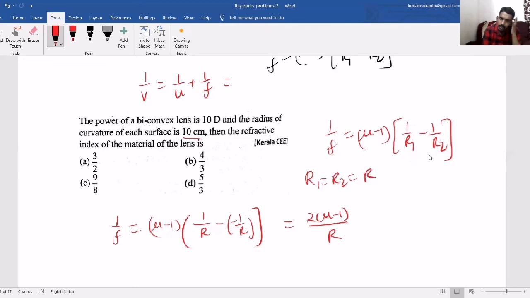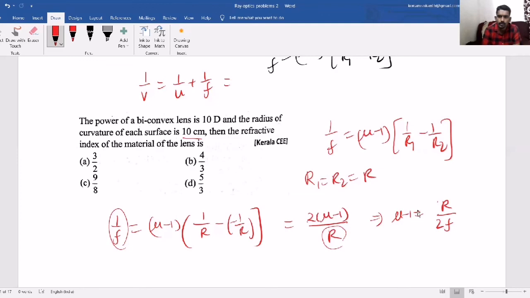Now they are asking the refractive index, where the power is given as 10 diopter. So the 1 by F value is given, and the R value is given. What you have to find is the mu value. So mu minus 1 equals R by 2 into F.